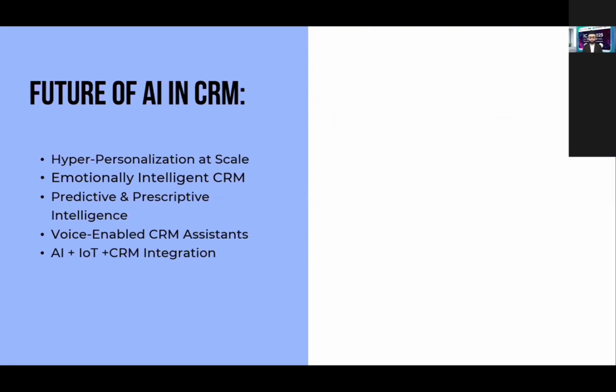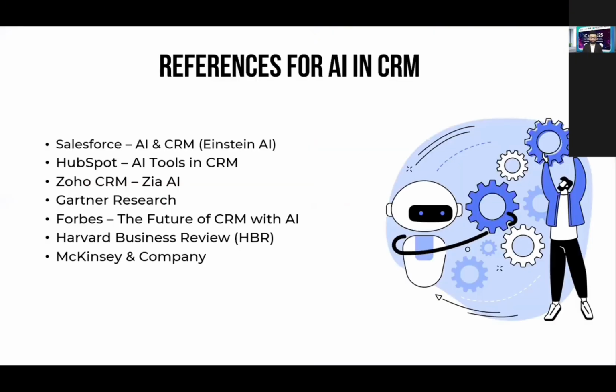Then AI plus IoT plus CRM integration, a combined integration. Imagine a CRM that tracks how often a customer uses a product and recommends a service checkup automatically. So these are all my references: Salesforce, HubSpot, Zoho CRM, Gartner research, Forbes, Harvard Business Review, McKinsey, and company websites.